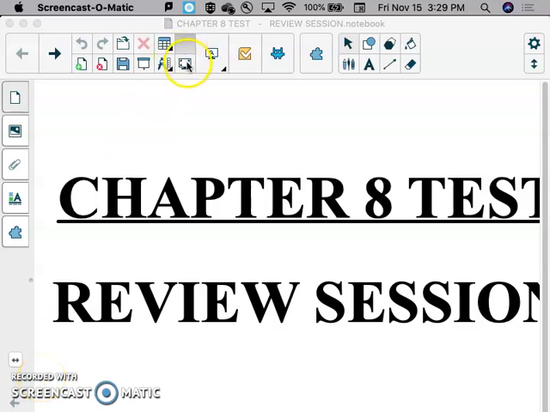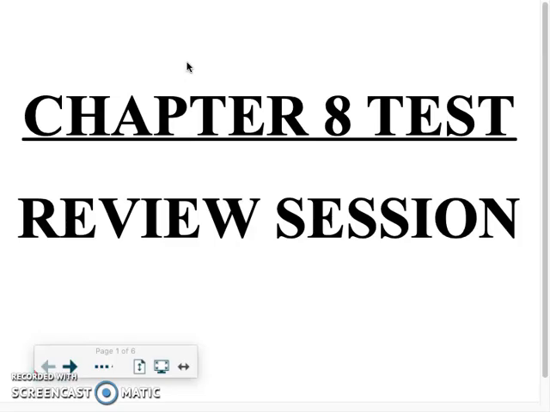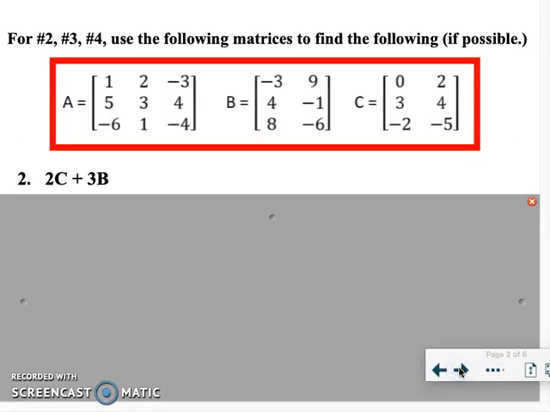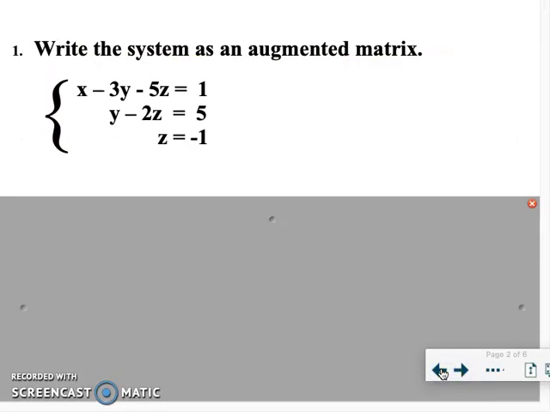All right, Chapter 8 test review session. So, taking a look at this, again, all things dealing with matrices, basically. Again, we've got a few problems here, excuse me, intended to help us prepare for Monday's Chapter 8 test. So, first thing, skip the slide here.